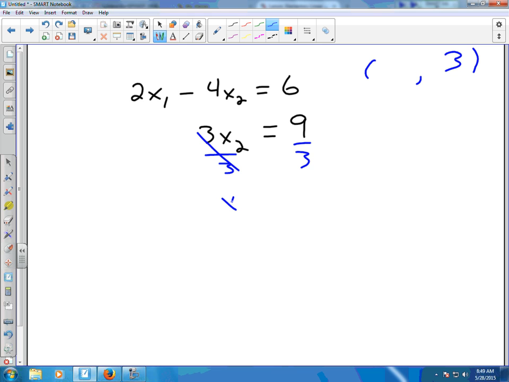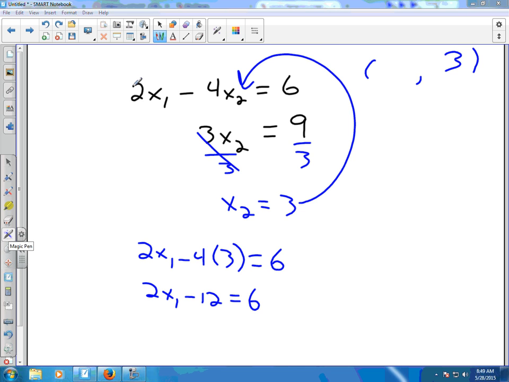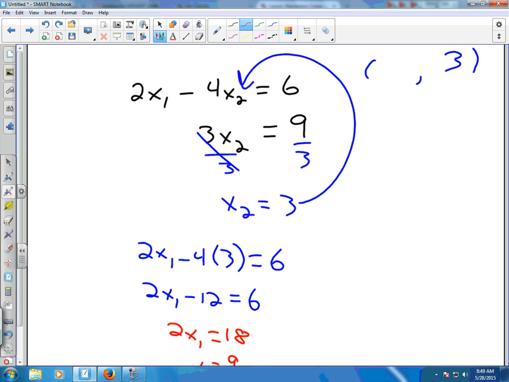Now that we know what x2 is, we can back substitute into the top equation to find x1. So add 12 to both sides. Divide both sides by 2. So we get x1 to be 9. So that's one of the first things I asked us to do, and we did one example of that already. Back substitute.